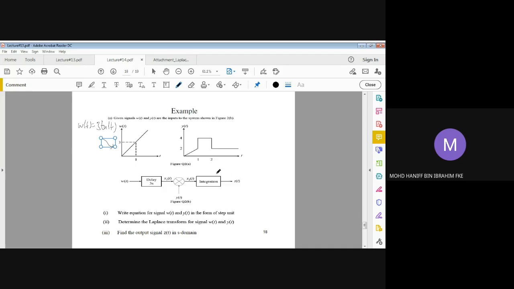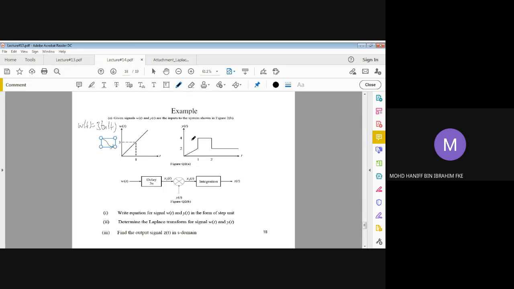Then we need to find the Laplace transform for w(t) and y(t). It seems that we also need to write these in terms of step functions, because you need to find the Laplace transform of them. So how is it? Let me see. We need to write it, but it will take a long time for us. Can I just provide you with the answer for that? Hopefully it's okay.